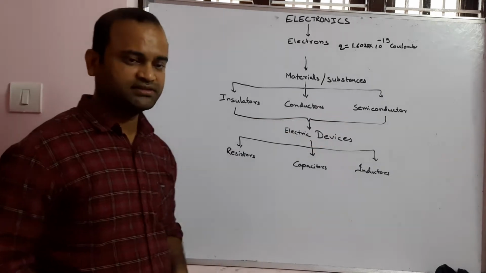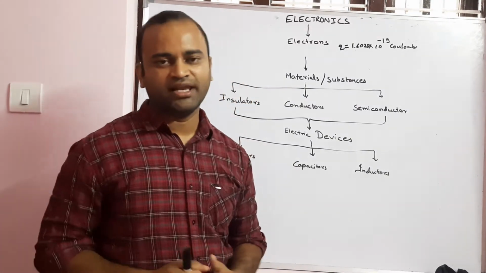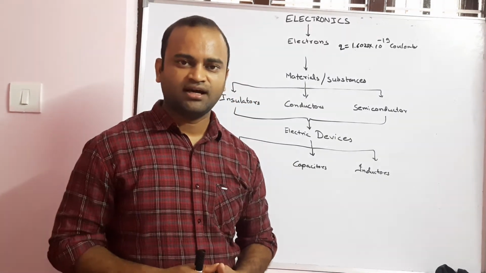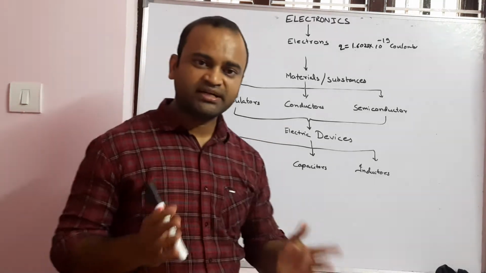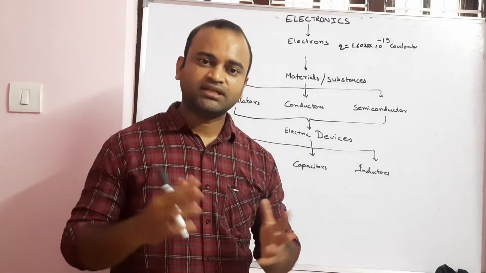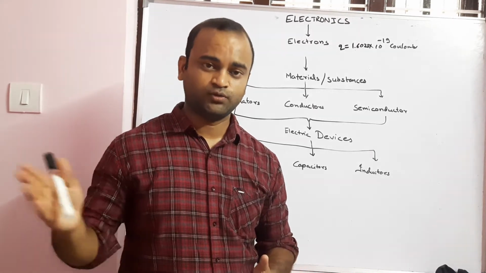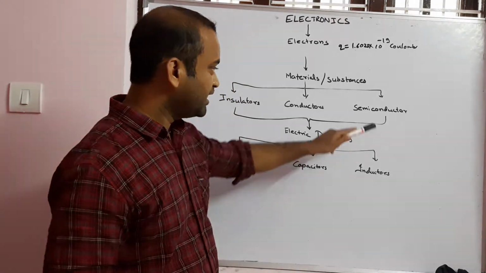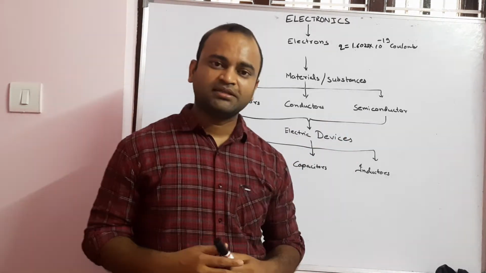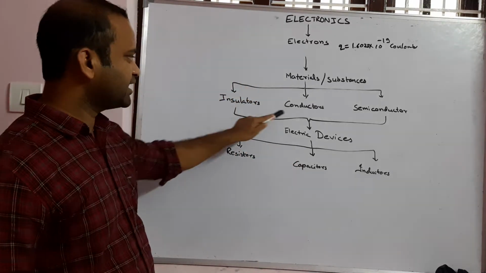and semiconductors. So the insulators, which do not allow the flow of electrons to pass through them, are known as insulators. The conductors are the materials which allow the flow of electric charge, electrons or electric current to pass through them. And semiconductors are the materials whose properties are between insulators and conductors.